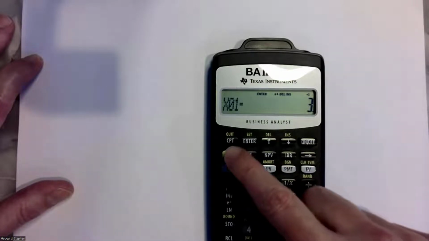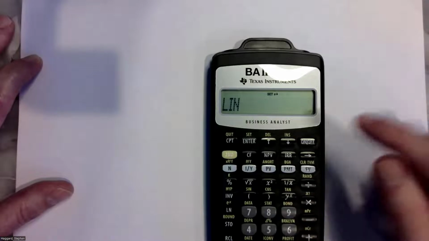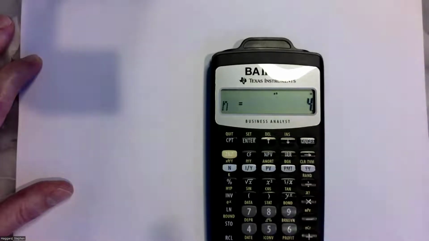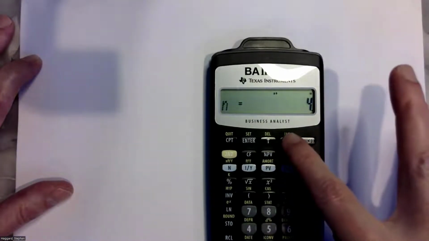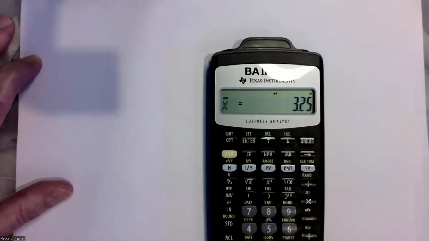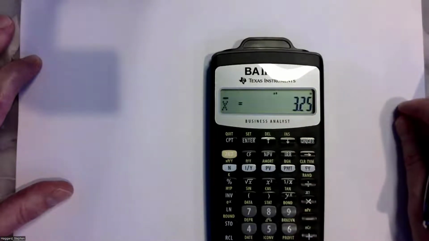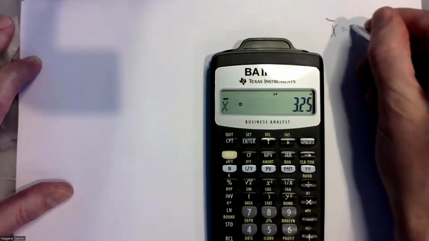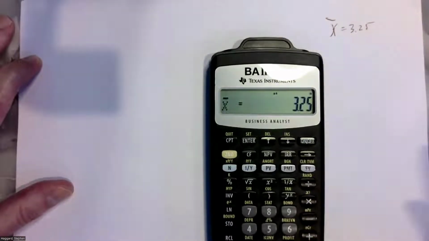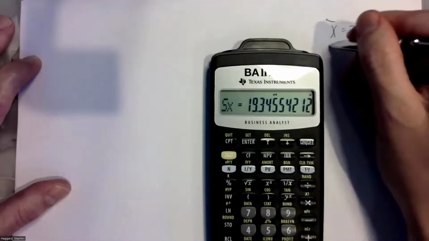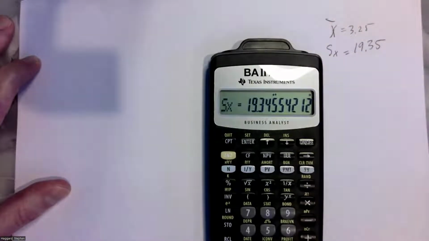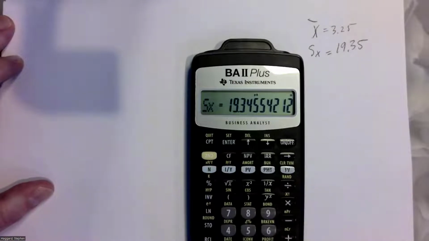Second plus 8. Second, and then the 8 key, and it says Lynn, and we're going to arrow down. N means 4. We've got 4 samples, and that's exactly right. If that number is wrong, it means you need to go back, clear out, and try again. X bar is 3.25. This is our mean. So I'm going to write down X bar equals 3.25. And then I'm going to arrow down, and the standard deviation is equal to 19.35.